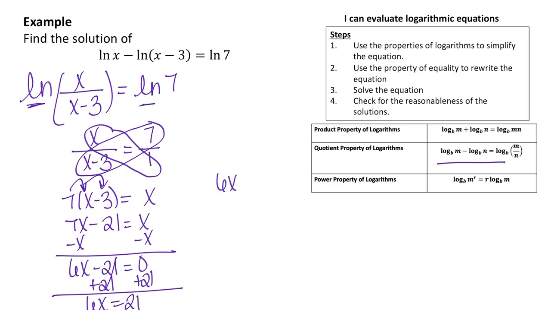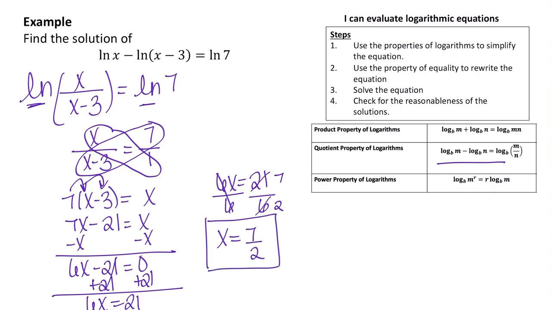So 6x equals 21, I can solve for x by dividing both sides by 6. And so that gives me x equals, well, 21 and 6 can be reduced, right? Both are divisible by 3. So we have 7 and we have 2. So x equals 7 over 2.